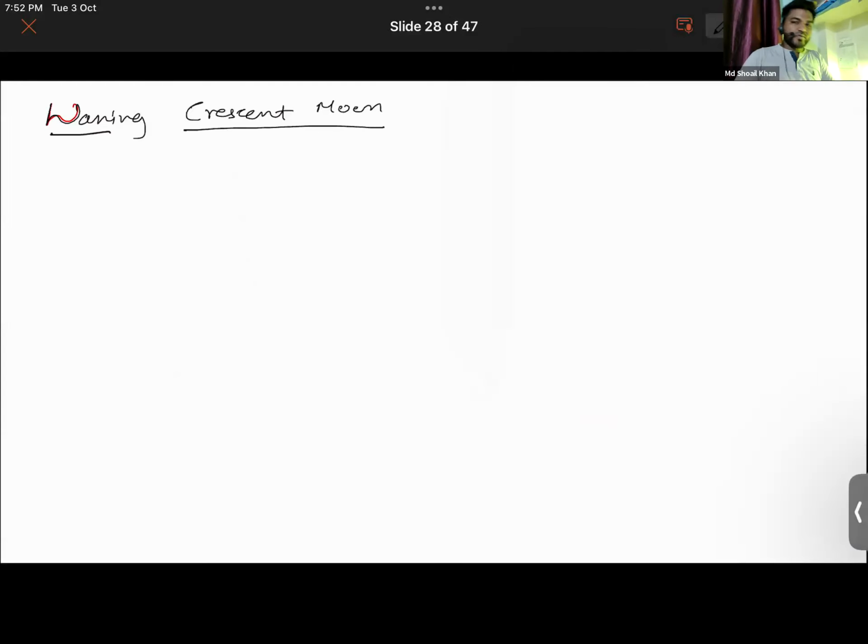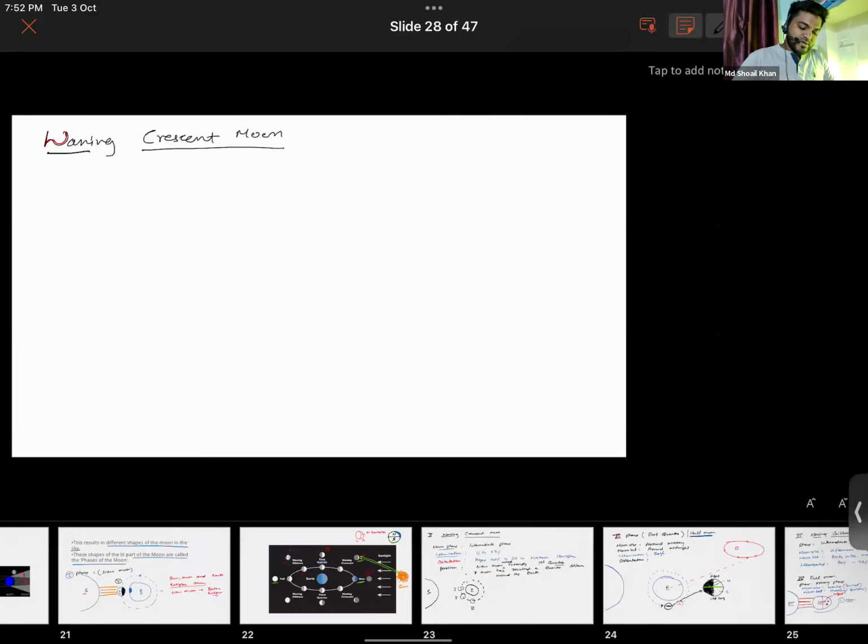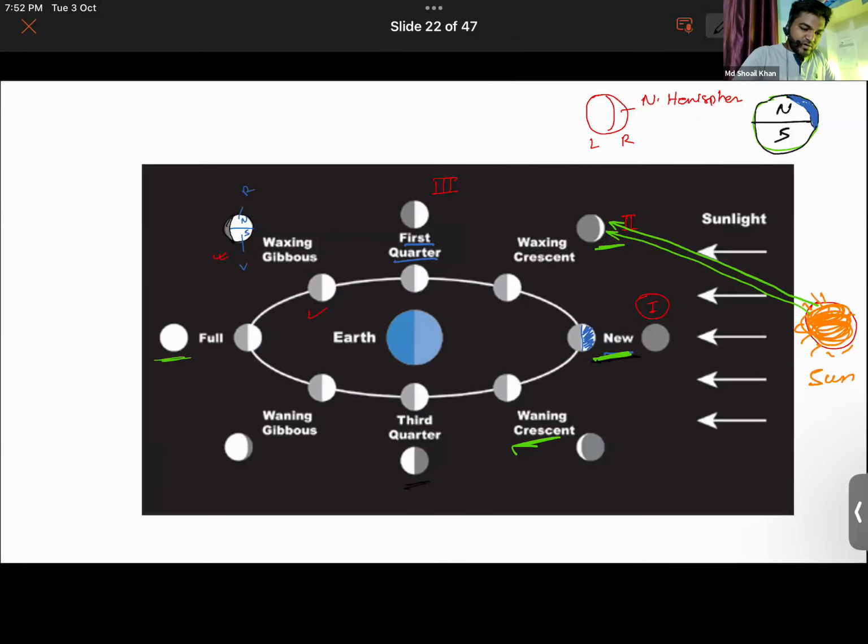Also, is the waning crescent moon not lying between the third quarter moon and the new moon? It's in between the two phases here, third quarter and new moon. So we also say it to be an intermediate phase. Although it is the 8th stage of the moon, if you were to talk about its phase, it is in the intermediate phase.